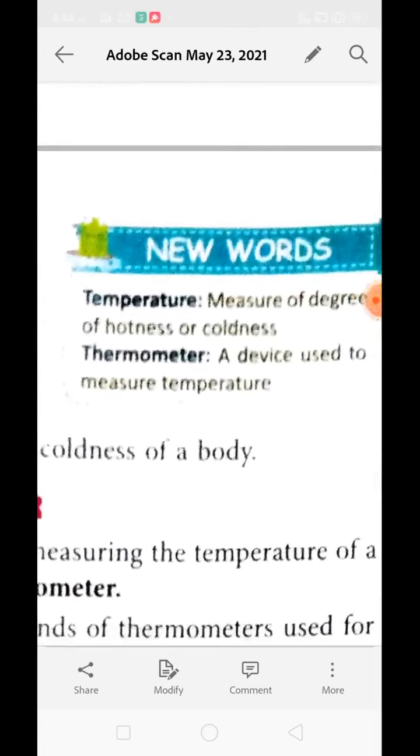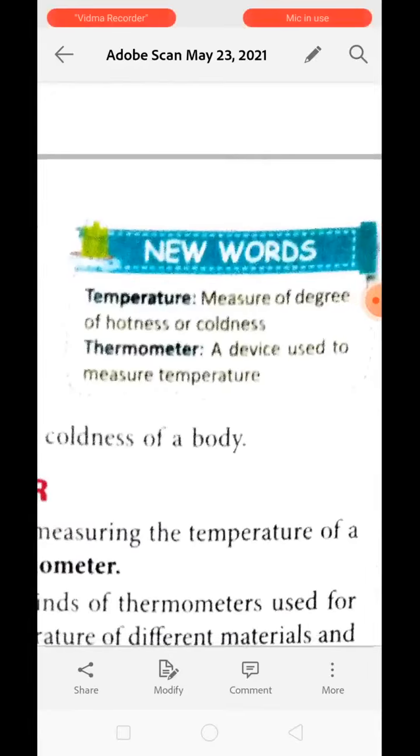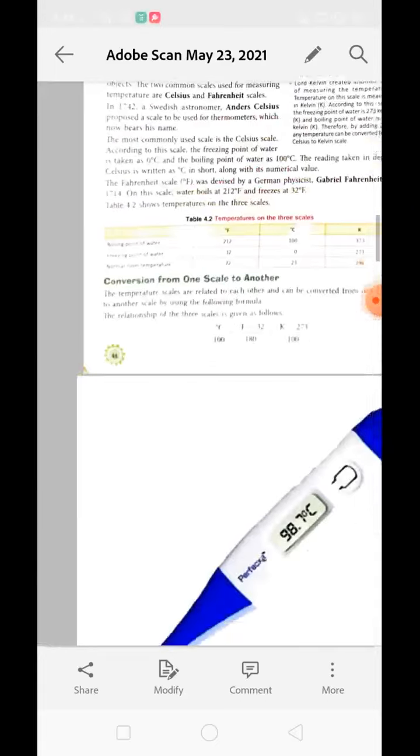Measure of degree of hotness or coldness is temperature. We use a thermometer. Thermometer, a device used to measure temperature. Both of these points are your answer. You have to write both points in the answer from the new words. Okay, now next question.